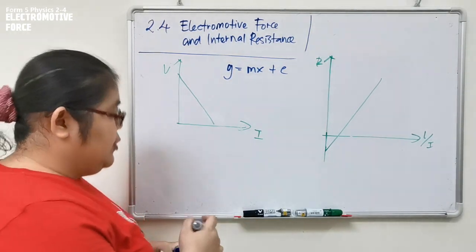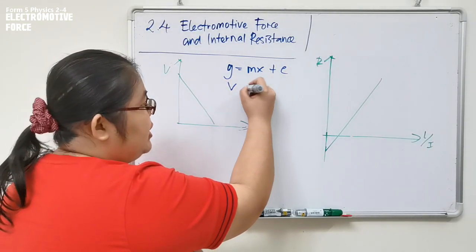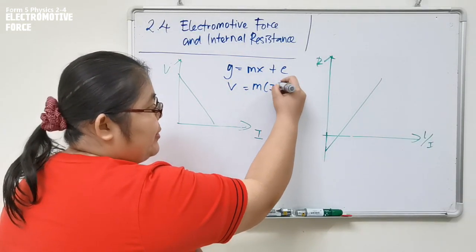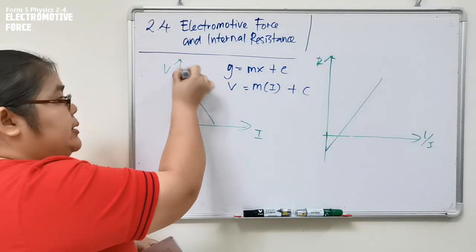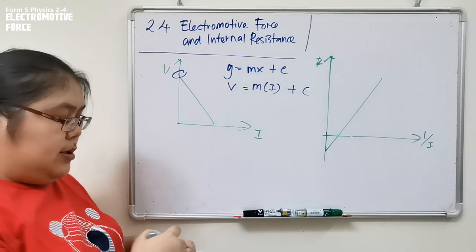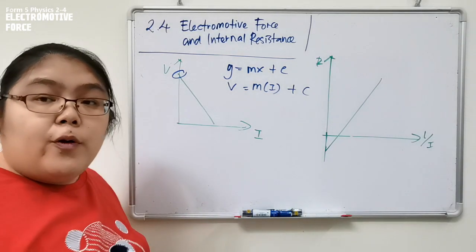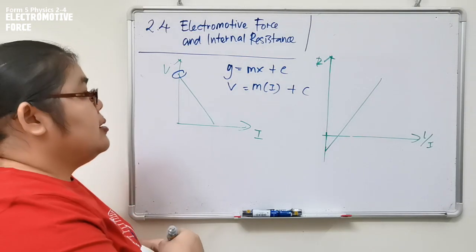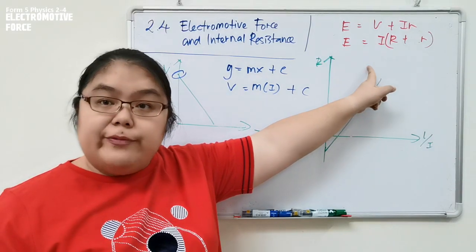So from here, we change it. We are not using y, now it's V. So V equals mI plus c, where x becomes I, and c is the y-intercept. From here, we need to create the equation following the EMF. The EMF equation we write first. This one is the EMF equation.